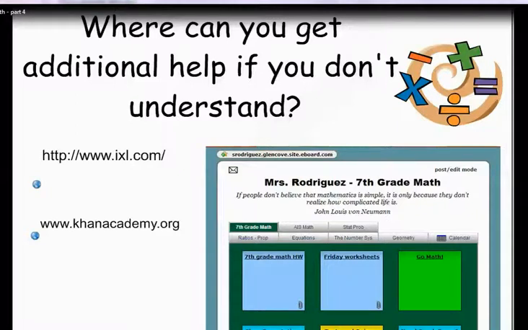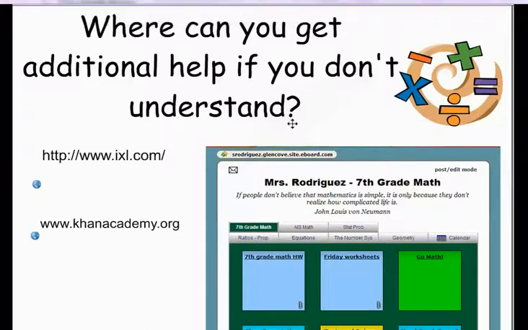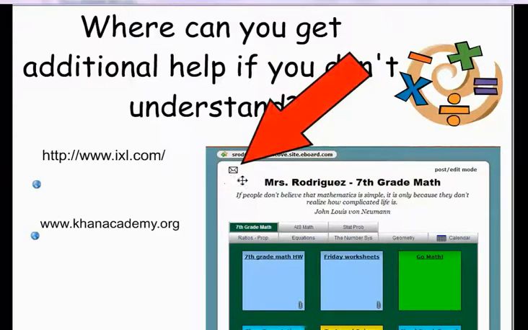Last but not least, we need to answer this question. Where can you get additional help if you don't understand what to do? The first place I'd like you to go for additional help would be to the school's website and click on my e-board. Once you get to the e-board, you'll see this little envelope here. The envelope is the email link. If you click on the email link and you email me a question, I will get back to you as soon as I possibly can with a detailed explanation for what it is that you need to help you out.